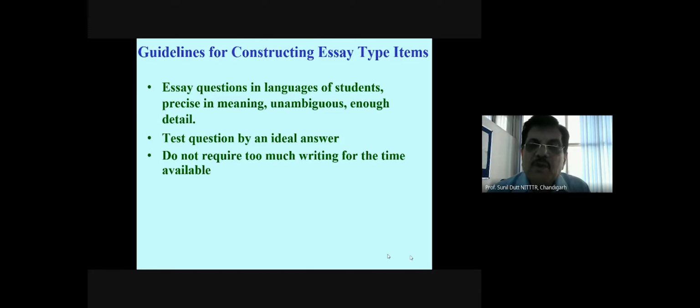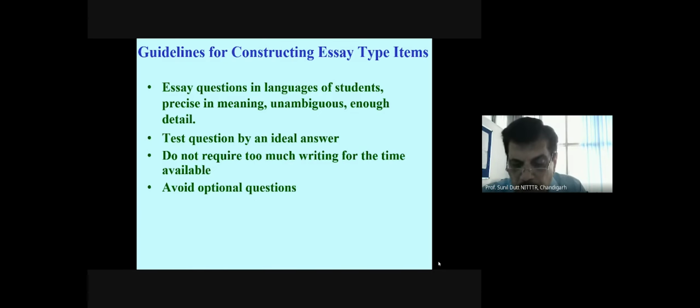Do not require too much writing for the time available, because when too much writing is required, the test item can turn into a speed writing contest. For example, if I say describe the Hawthorne experiments, very lengthy. So the improved way is describe the importance of Hawthorne experiments in relation to your area of work, whether you are doing a supervisory role or as a teacher. Okay.